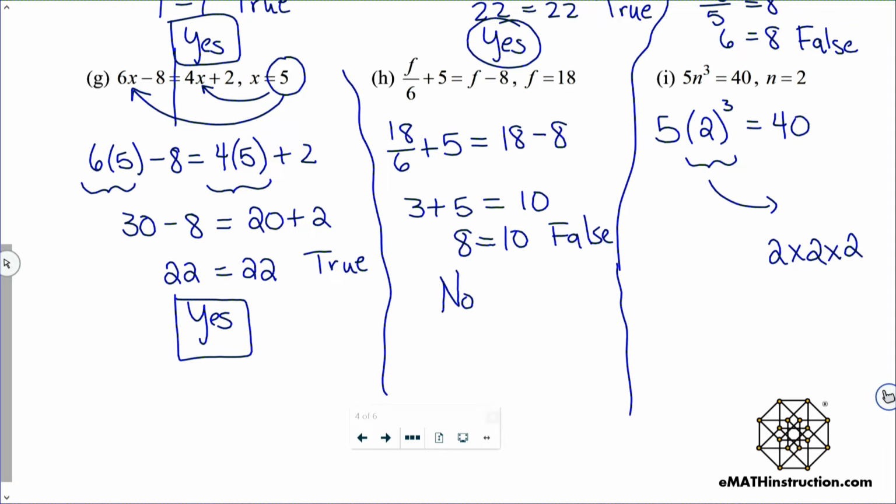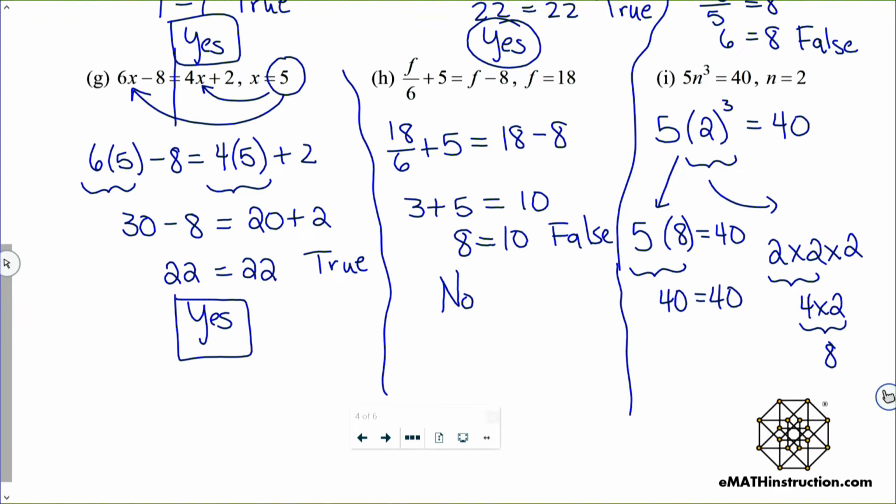go 2 cubed is 2 times 2 times 2. 2 times 2 is 4. Times 2 again is 8. So 2 cubed is 8. That means we have 5 times 8 is equal to 40. 5 times 8 is 40. So that's true. And the answer then is yes.